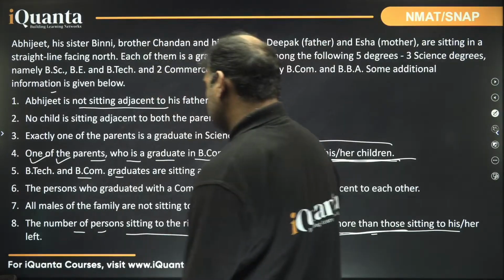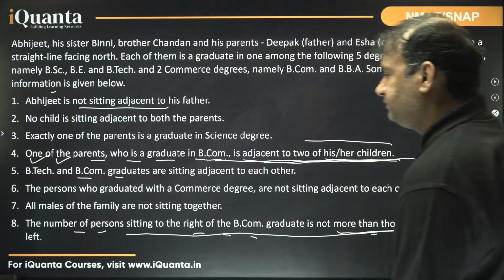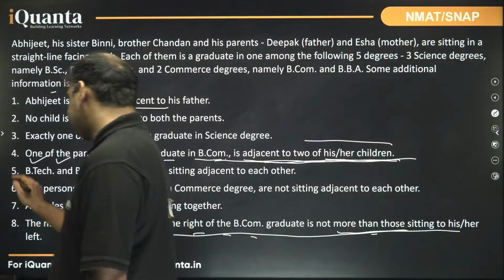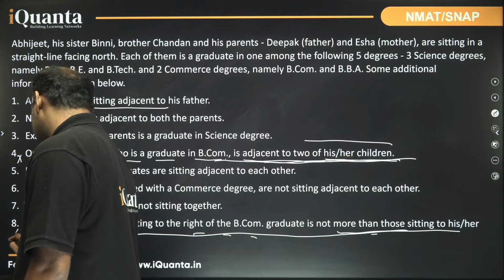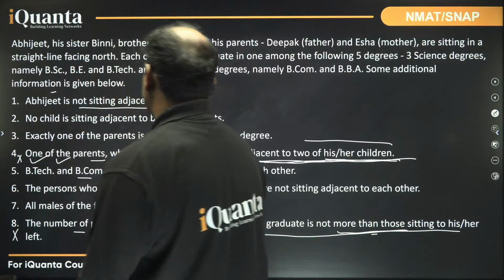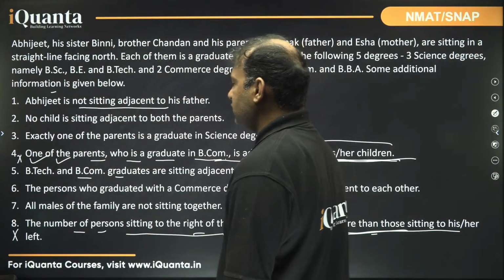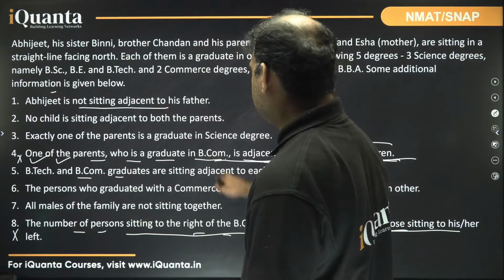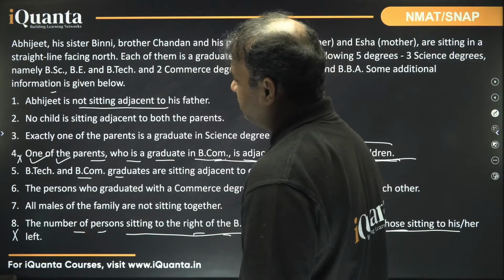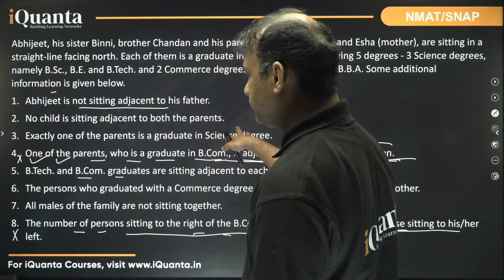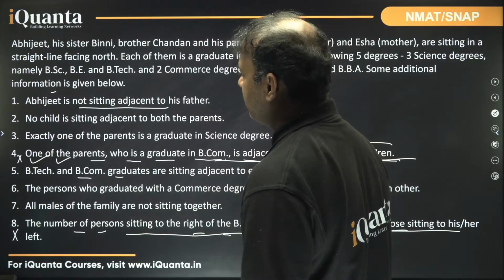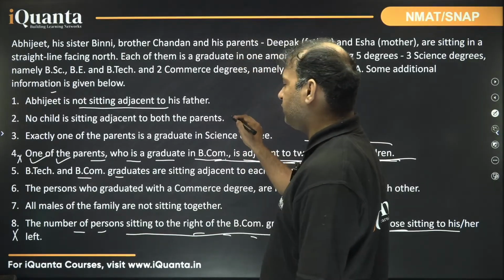Now we can say a few more things. We have used point number 4 and point number 8 so far. Then they are saying that no child is sitting adjacent to both the parents, and exactly one of the parents is in science. Abhijit is not sitting here, this is about commerce, this is about males. Okay guys, so I think we can first use point number 2 now.